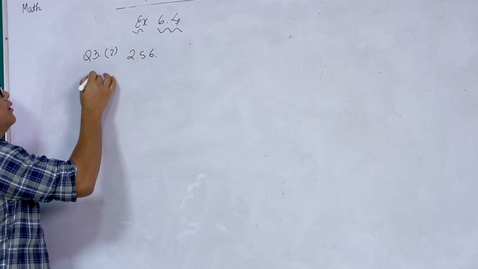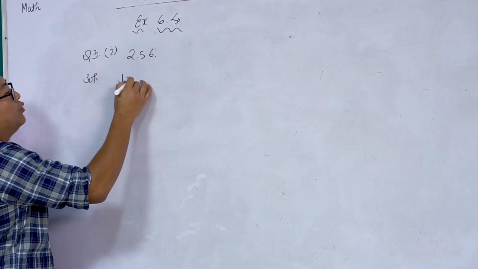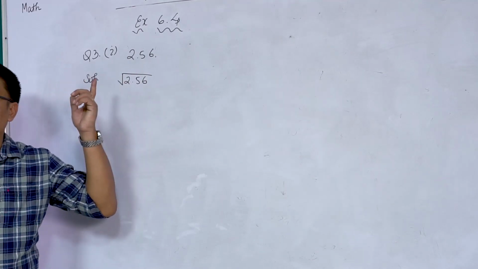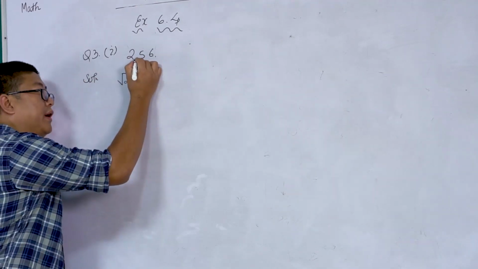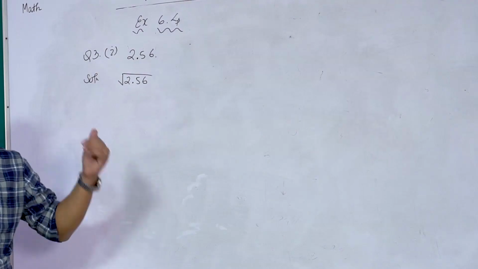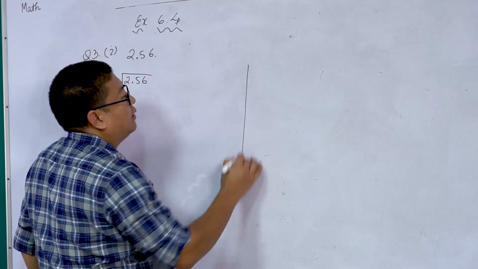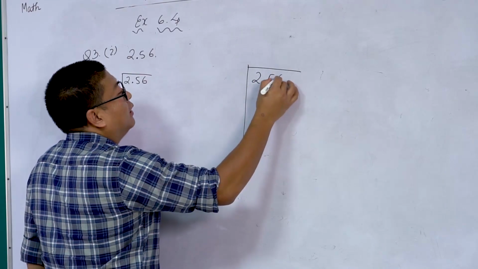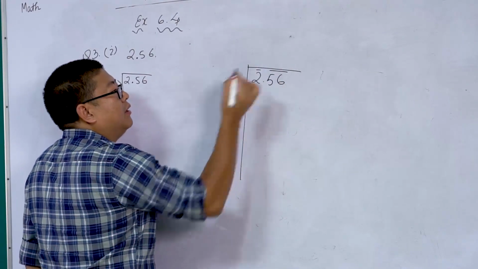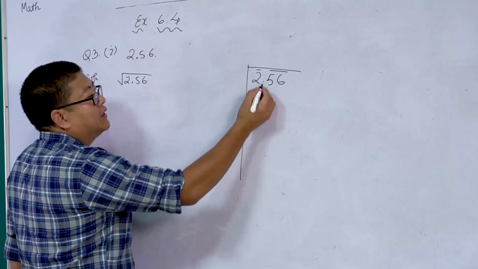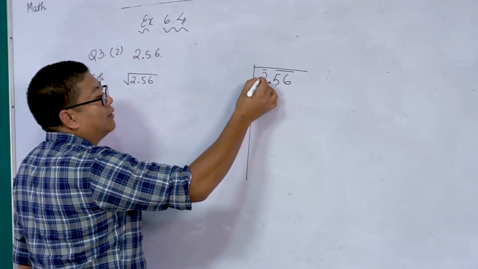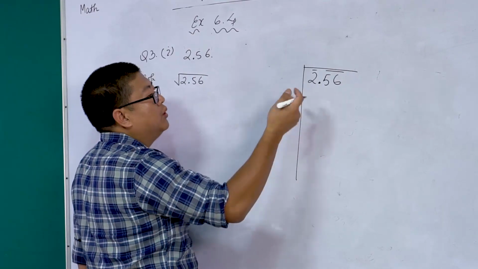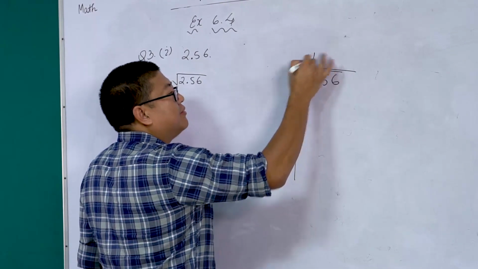2.56, solution. Square root of 2.56. Now, here we have a decimal number, 2 point. Let's see how we perform this long division method with decimal numbers. Same thing, pair. No pair for this. But we can look for a number that we can multiply 2 times to get 2. There's no such number. The nearest number is 1.